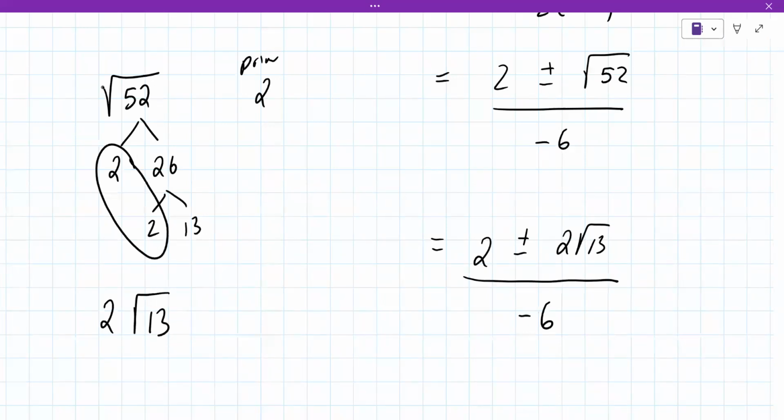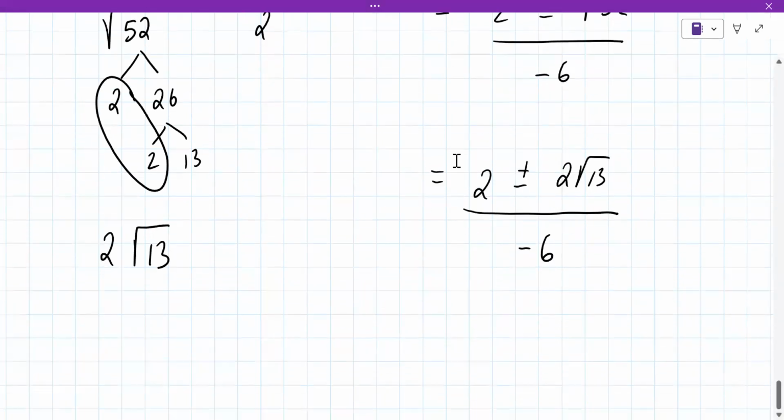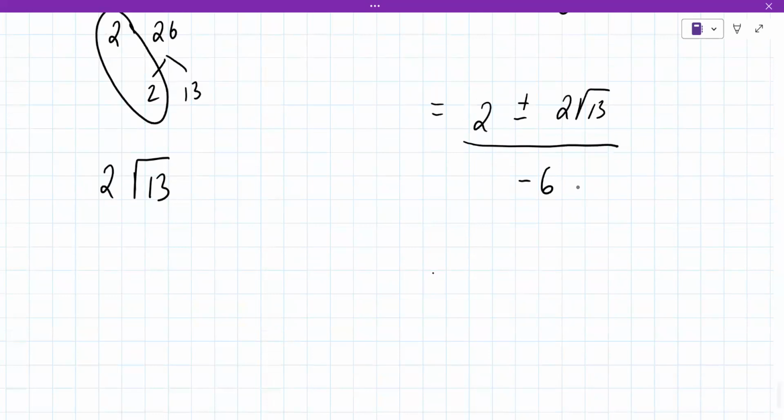Okay. But we're still not done. I know this problem probably feels like it's going on forever. Plus, they didn't give you a lot of room on the page there to work with. Yeah. But you have to divide each of these by the -6. So it's 2 over -6 plus or minus 2 square root of 13 over -6.